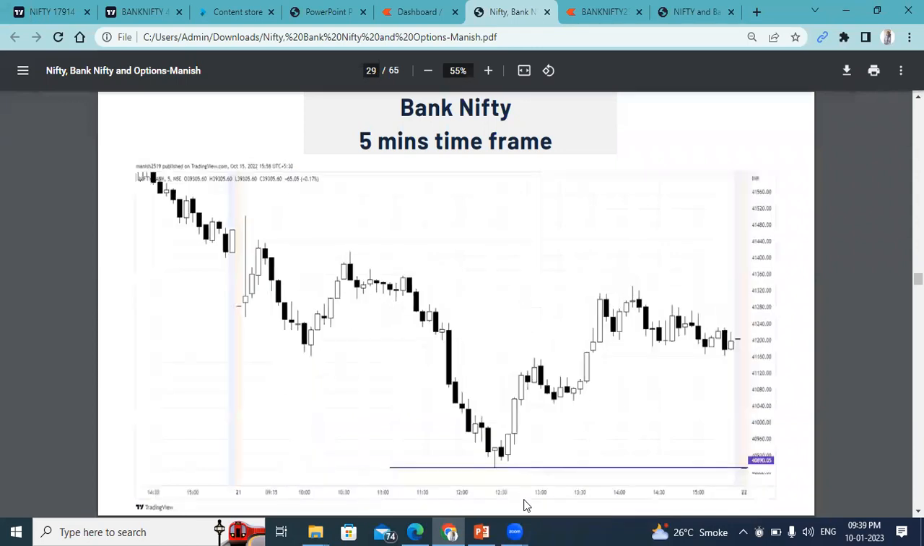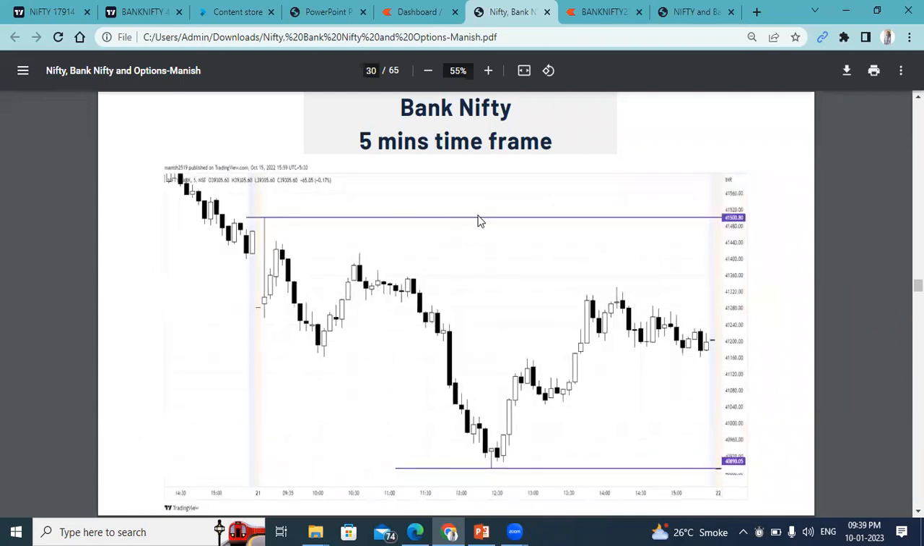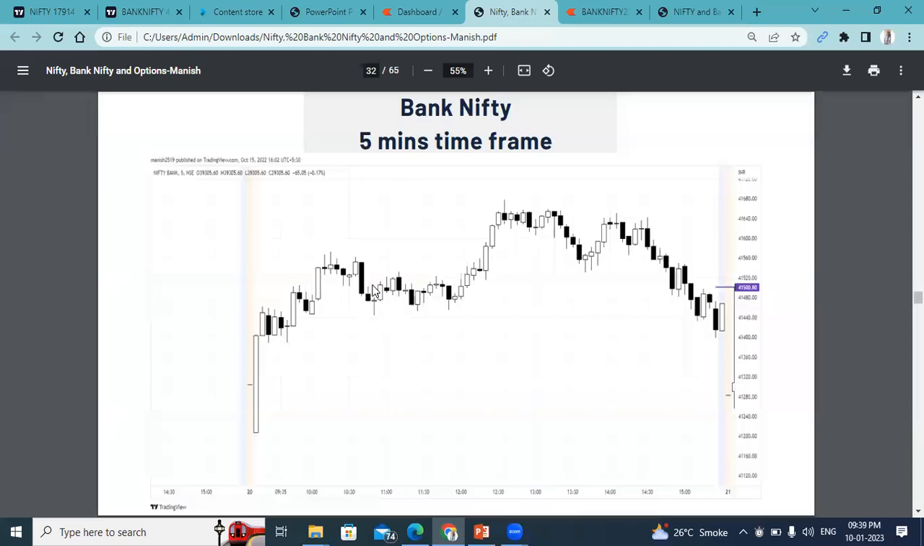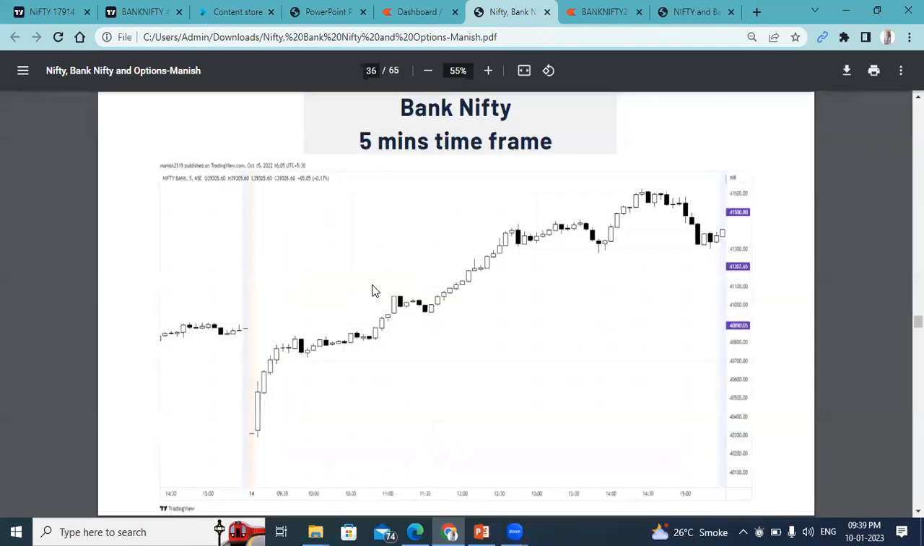So again, we will draw one horizontal line. This is demand zone. ये break हुआ next day, we can go short. Now look at the first candle. First candle ने क्या किया, day high form किया, and look at the big fall. Okay, so this is supply zone. So ये level break हो गया, we can go long. Okay, very simple. Now let me show you how we can confirm this with CPR.